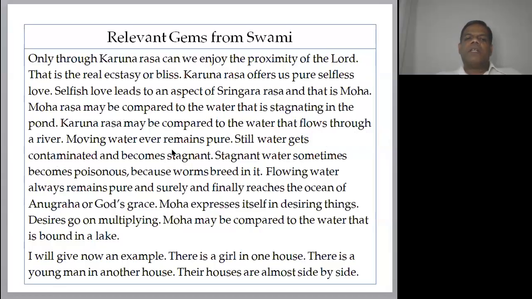Moving water ever remains pure. Still water gets contaminated and becomes stagnant. Stagnant water sometimes becomes poisonous because worms breed in it. Flowing water always remains pure and surely and finally reaches the ocean of Anugraha, or God's grace. Moha expresses itself in desiring things. Desires go on multiplying. Moha may be compared to water that is bound in a lake.